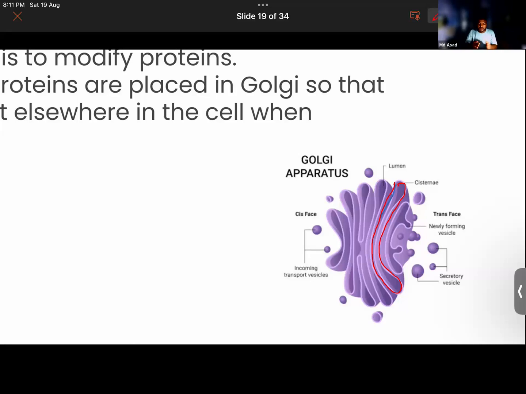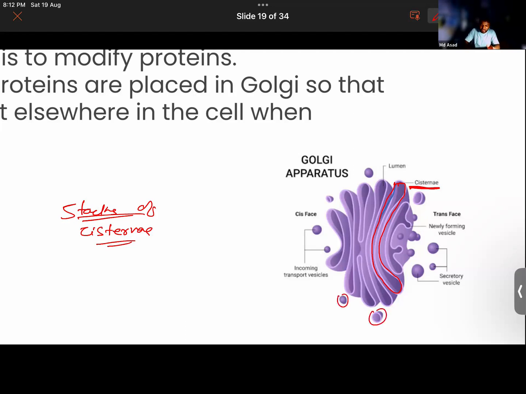So this structure which you see here is called cisternae. That's why we say that it is a structure in the form of stacks of cisternae. Is it clear? Okay. So on the sides of the cisternae, you will see there are small fluid-like structures present, which are called secretory vesicles. See, I am talking about this.